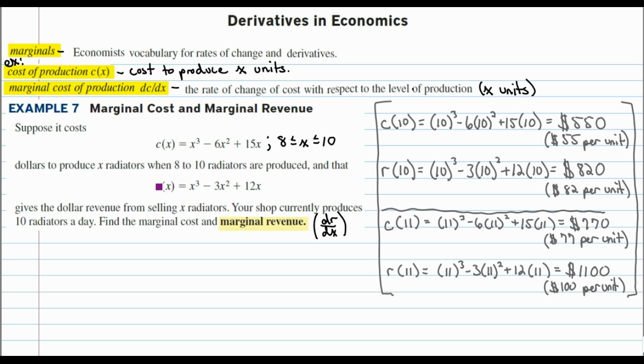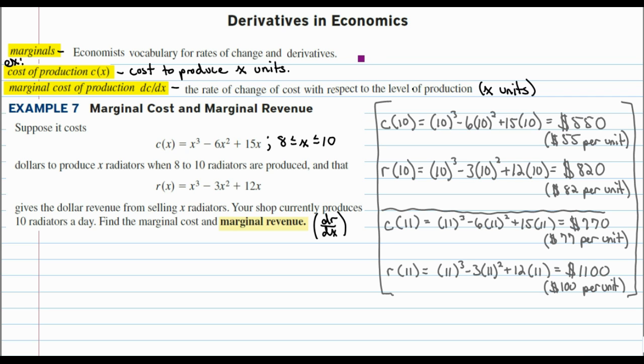You'll also see, actually right here, the revenue and then the marginal revenue, which would imply the derivative of the revenue. Example 7 says, suppose it costs C of X, so there's your formula for cost, dollars to produce 8 radiators when 8 to 10 radiators are produced. So in other words, for less than 8 radiators, it would follow a totally different function. For more than 10 radiators, a totally different function.